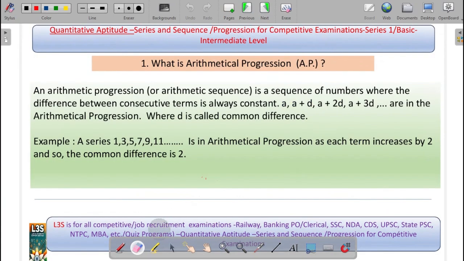First, what is arithmetical progression? An arithmetical progression or arithmetical sequence is a sequence of numbers where the difference between consecutive terms is always constant. Say a, a plus d, a plus 2d, a plus 3d, and so on are in arithmetical progression, where d is the common difference. 1, 3, 5, 7, 9, 11 is in arithmetical progression as each term is increased by 2. The common difference is 2 here. So it is in arithmetical progression.